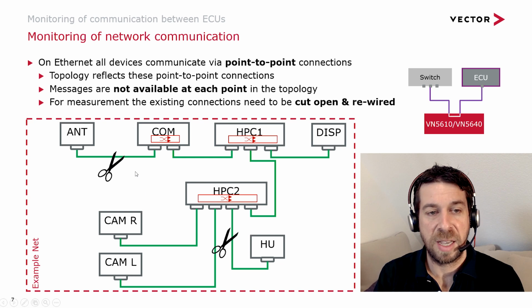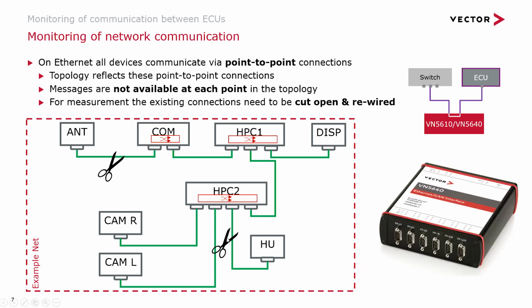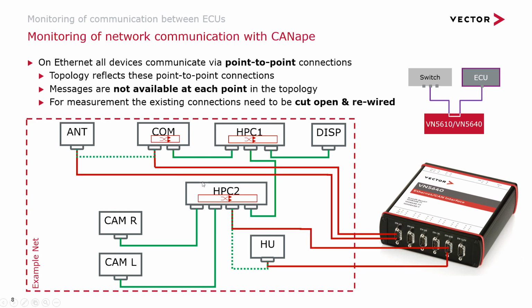So back to our example. We are just cutting the line here and here. Then we are using a network interface. We are just going in here with line 1 to our network interface. We are doing a tap inside this network interface and we are going back with the second line to the communication ECU. The same we are doing here. So you see we need much more connections to our system than if we are measuring CAN.